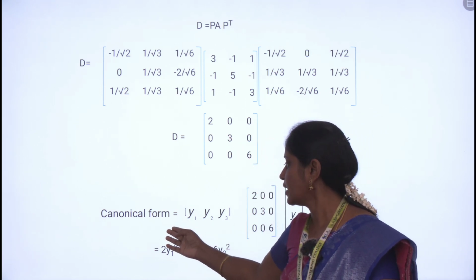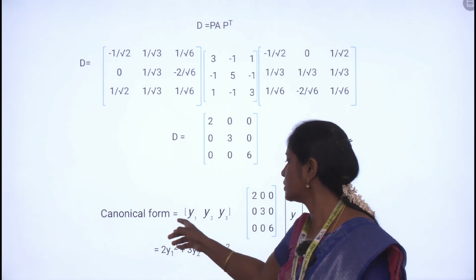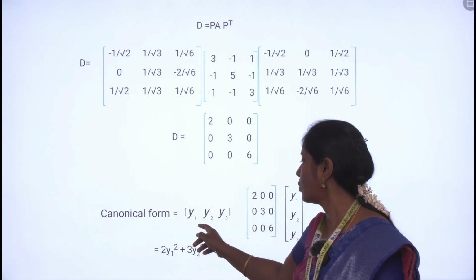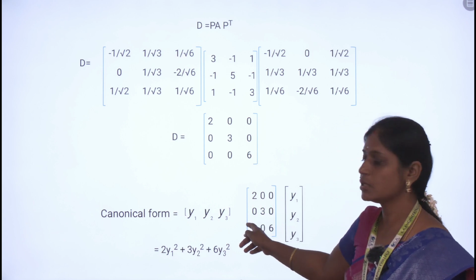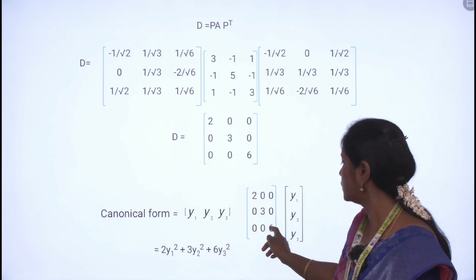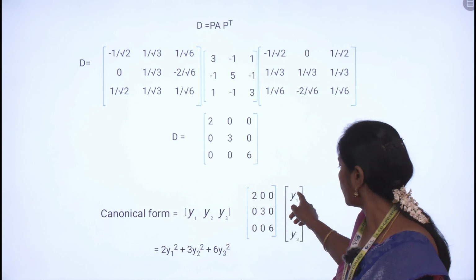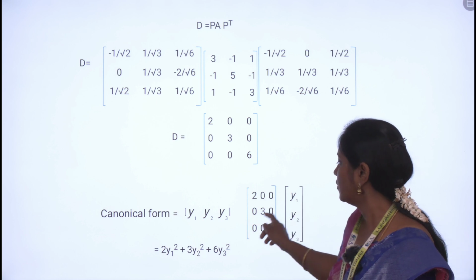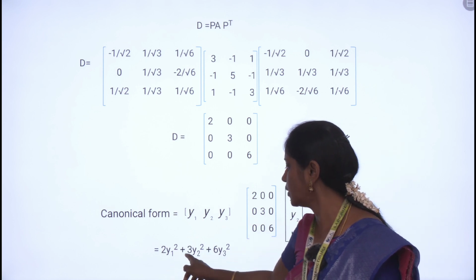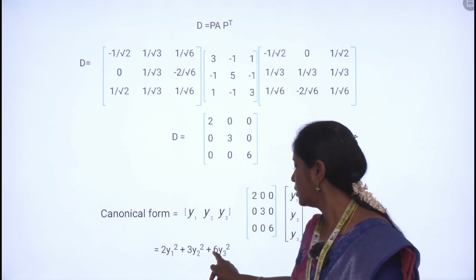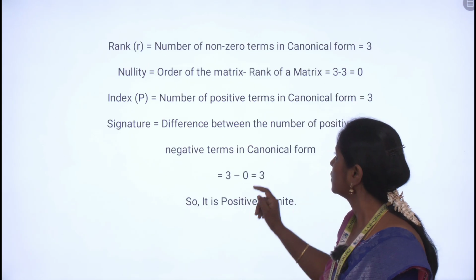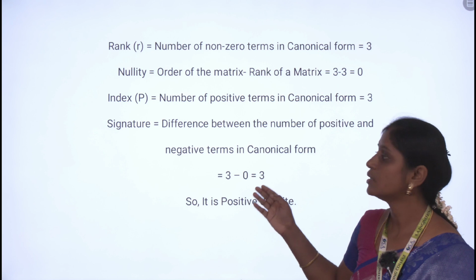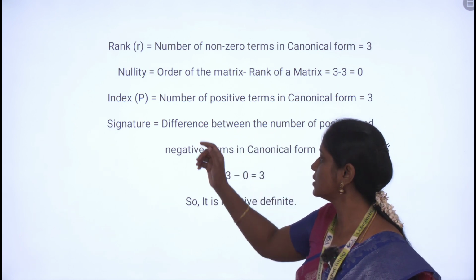Next we can write the canonical form. The canonical form is defined as the row matrix of y1, y2, y3, times the diagonal matrix 2, 0, 0, 0, 3, 0, 0, 0, 6, times the column y1, y2, y3. We will get 2y1 squared plus 3y2 squared plus 6y3 squared. By this we can define the rank, nullity, index and signature.